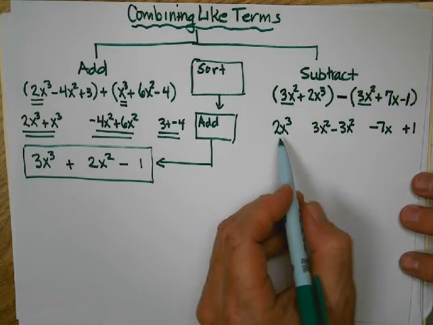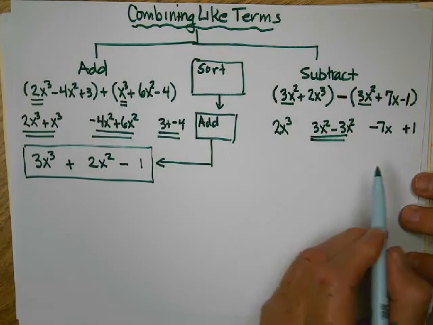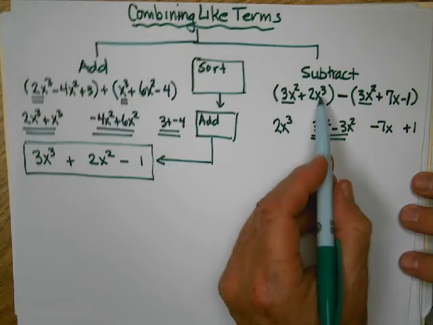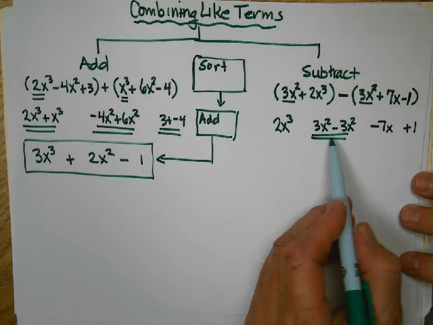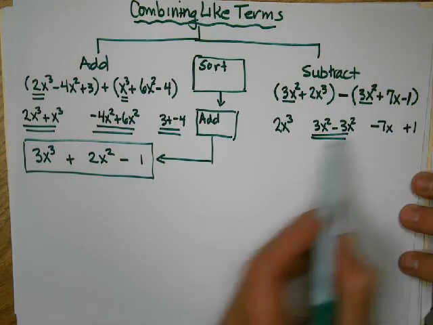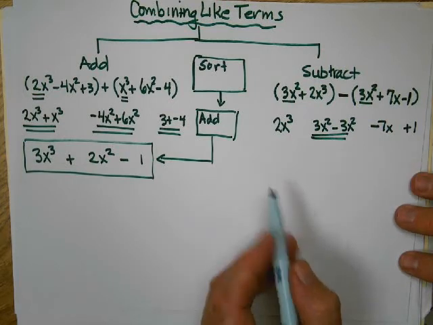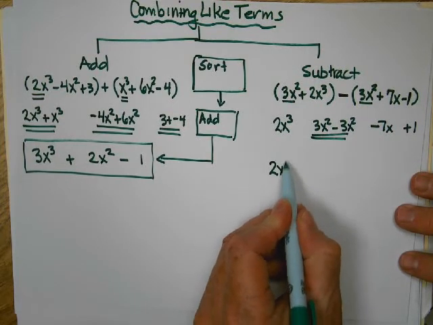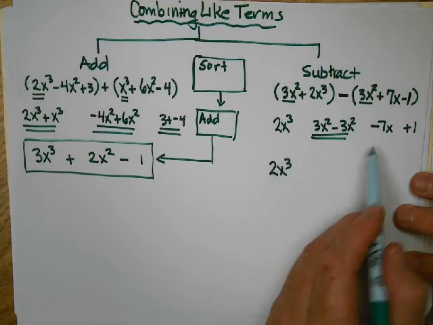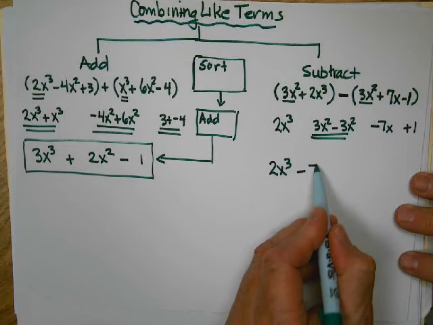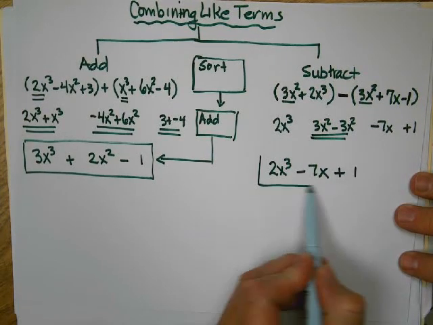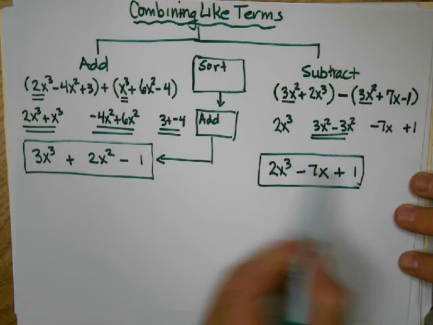Notice in this problem we only have one operation really to do once we sort. This is our sorting module here. We sorted these into the cubed first, the squareds, the negative goes on the 7x, the negative changes to 1 to positive. Now we can rewrite our answer. 2x cubed has no partner to add to. 3x squared minus 3x squared drops out. Minus 7x and plus the 1. And this is my final answer, subtracting.